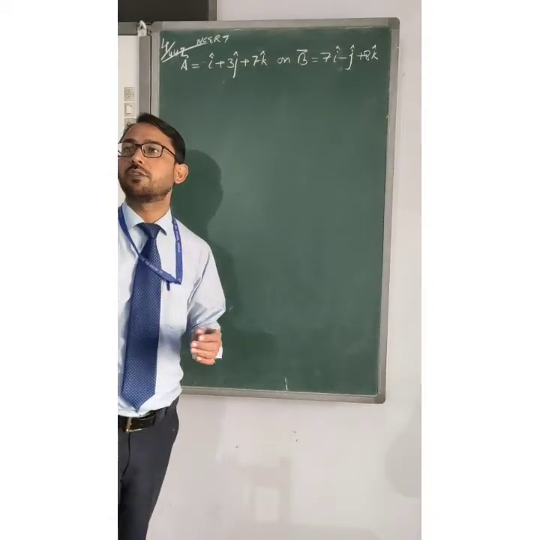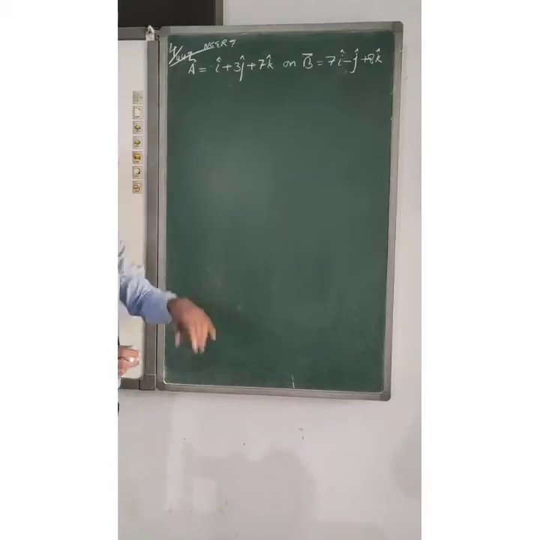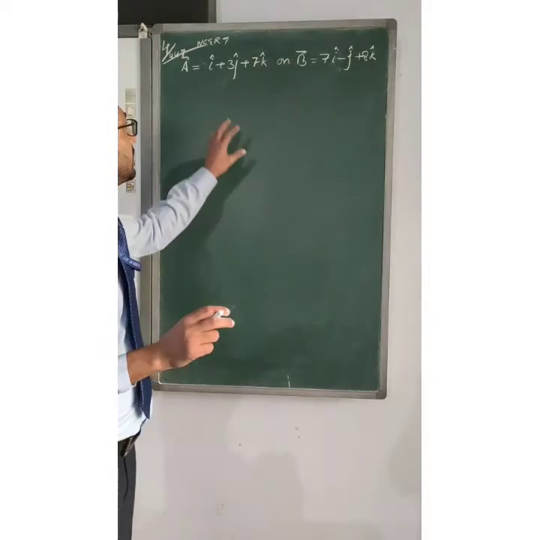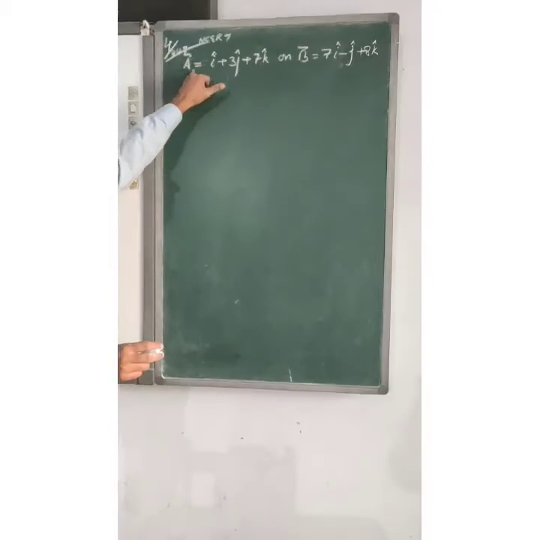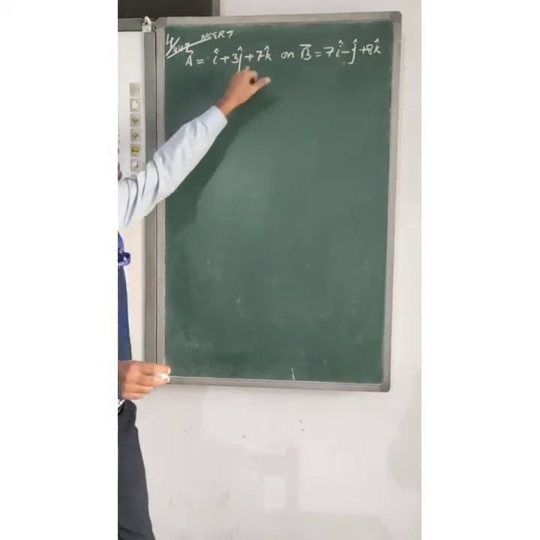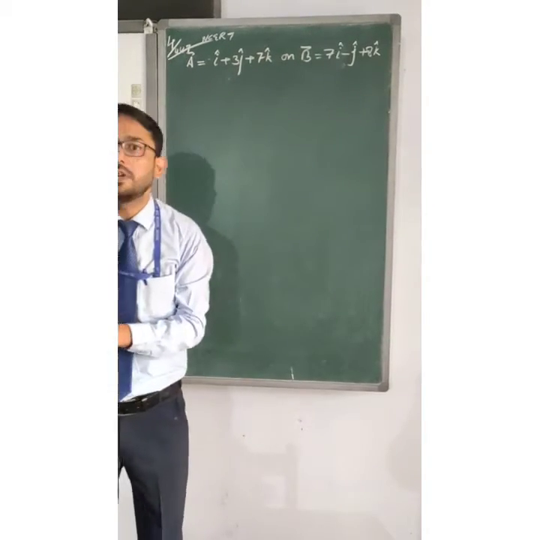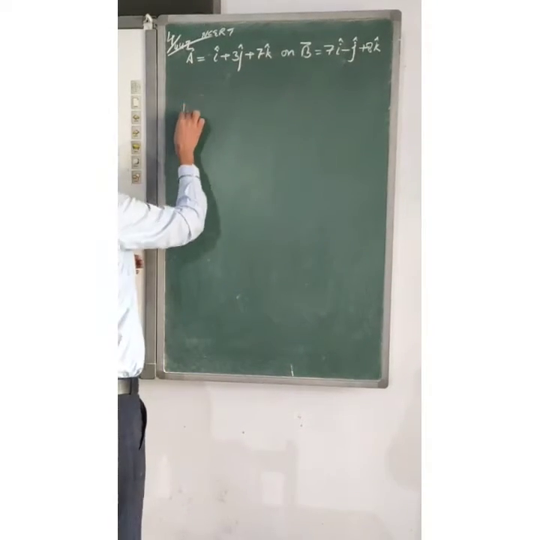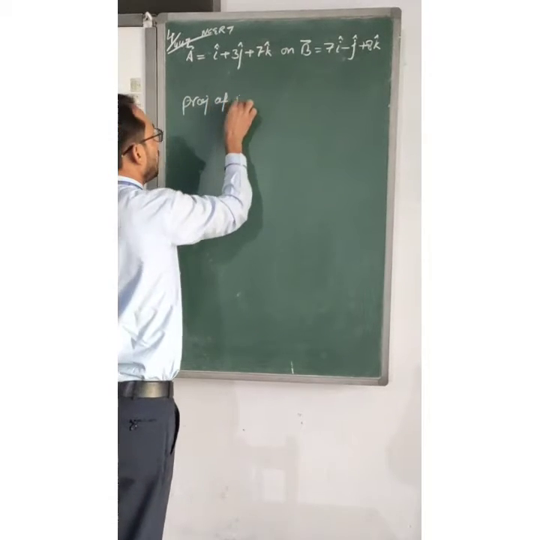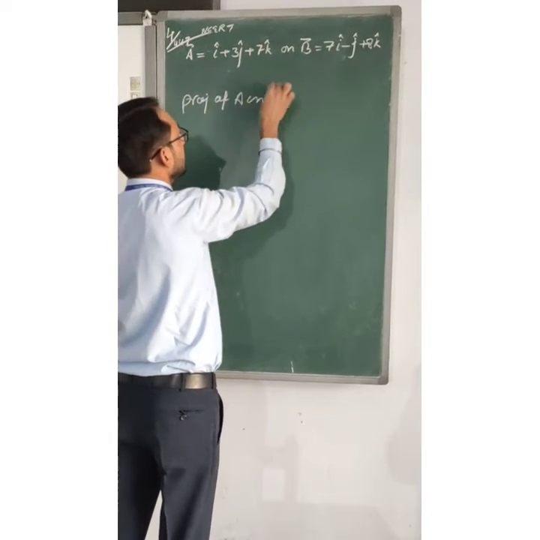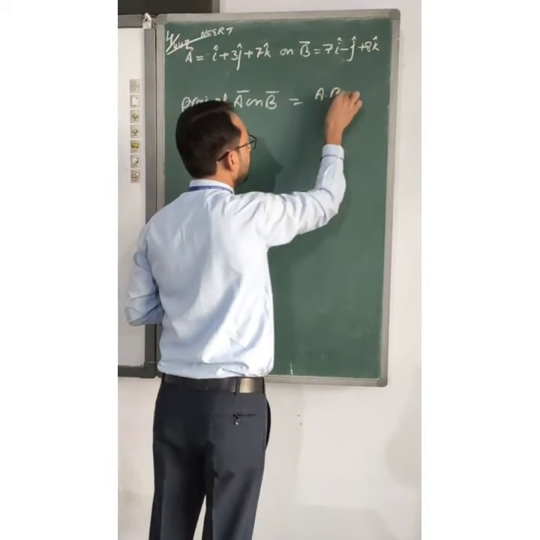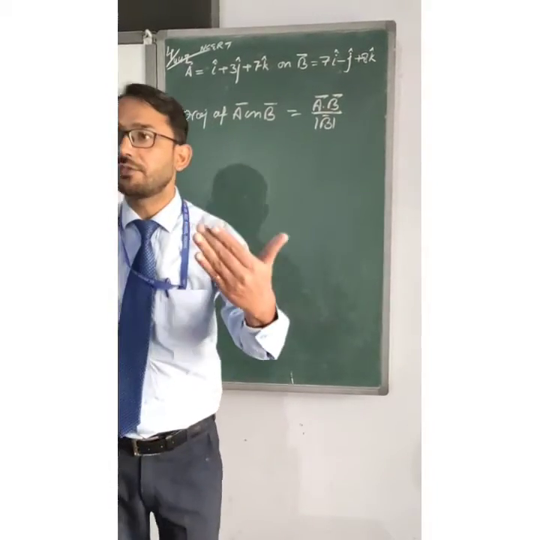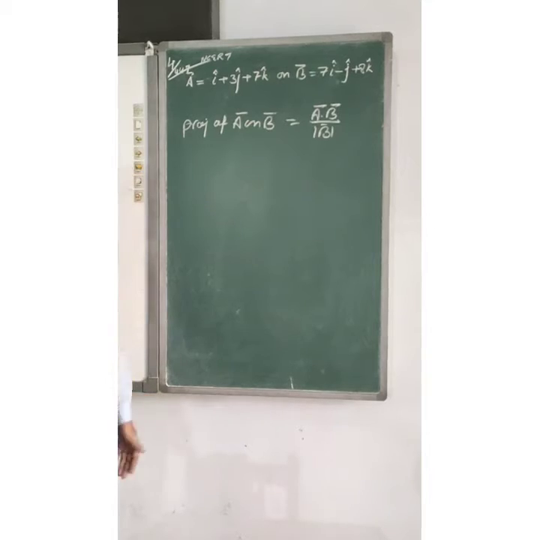Yes, dear students, now we are going to do a question. Question number 4 on page number 447 NCERT, third exercise. We need to find the projection of vector A on vector B, and we know that projection of A on B is A dot B upon modulus of B, the magnitude of B. This way we can calculate the projection of A on B.